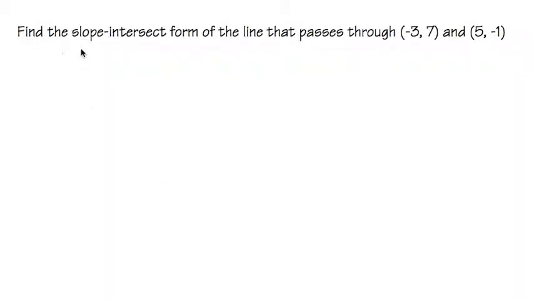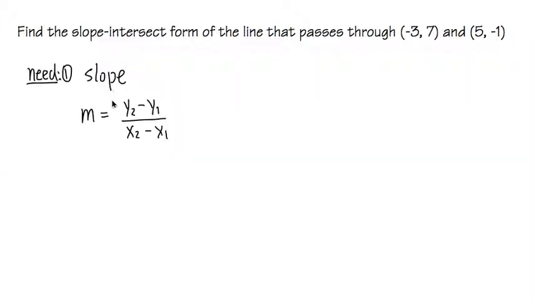Let's see how to find the slope-intercept form of the line that passes through these 2 points, (-3, 7) and (5, -1). We have to have 3 things first. First thing, whenever we are trying to write an equation of a line, we need the slope. And the slope, in this case, we can use the slope formula because we have 2 points.